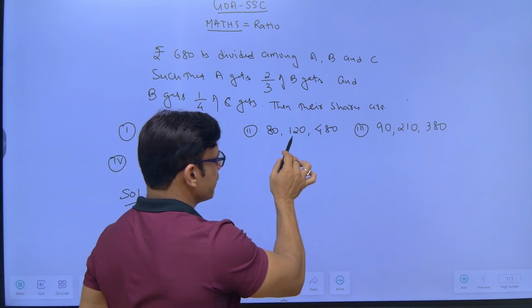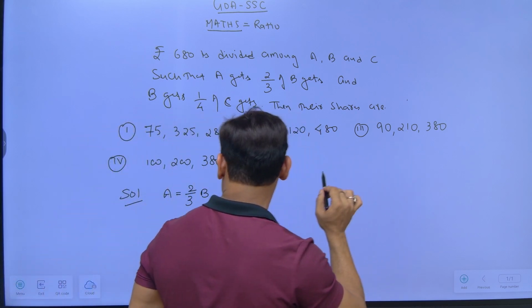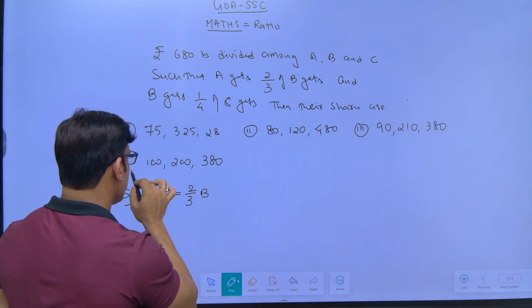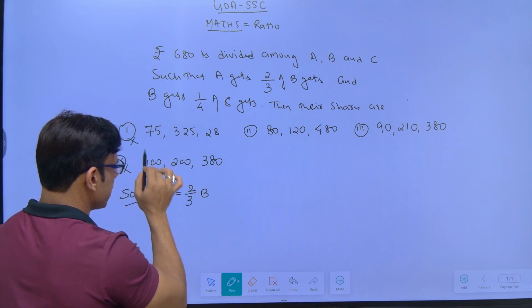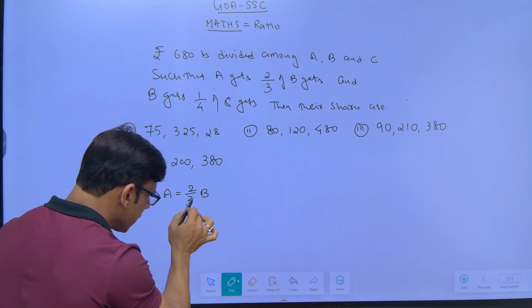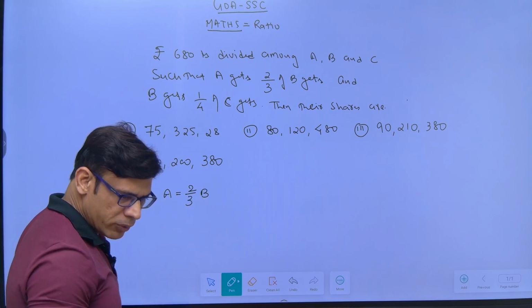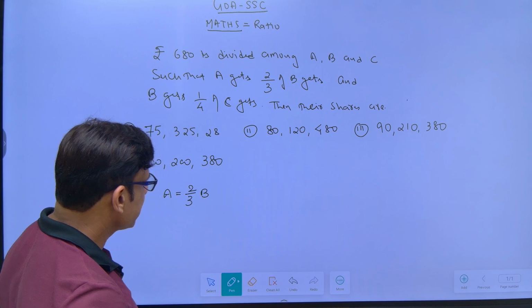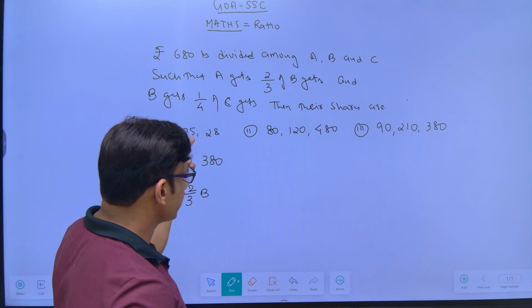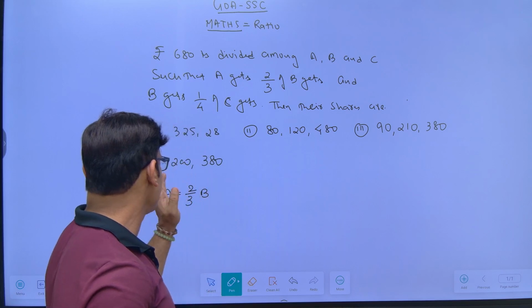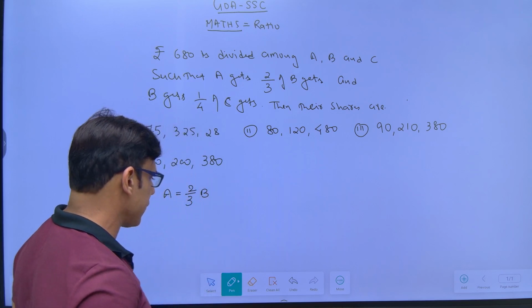Is this a multiple of 3? Yes. Is this a multiple of 3? Yes. Is this a multiple of 3? No. So I can cancel out 2 options because the value of B should be a multiple of 3. Then only 3 will be able to cancel it. So that is why the second value 325 is not a multiple of 3 and 200 is also not a multiple. So these 2 options are gone.